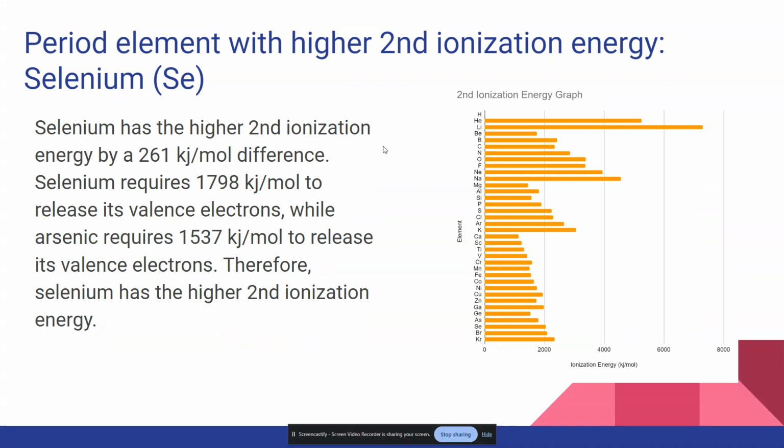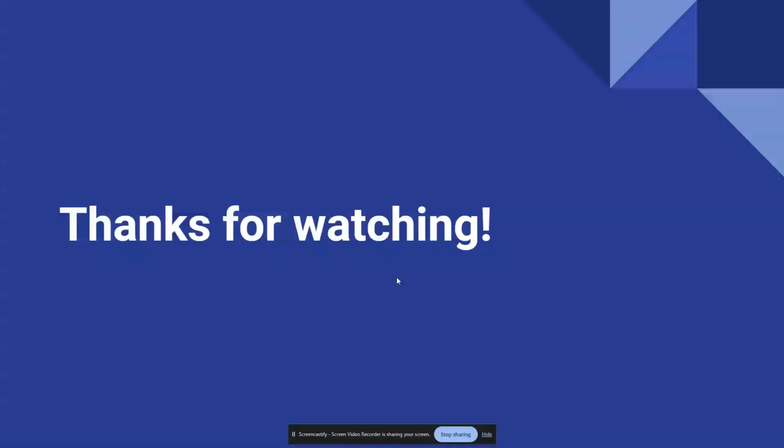I identified the period element with the highest second ionization energy to be selenium, Se. Selenium has the highest second ionization energy by a 261 kilojoule per mole difference. Selenium requires 1,798 kilojoules per mole to release its valence electrons, while arsenic requires 1,537 kilojoules per mole. Therefore, selenium has the higher second ionization energy, as provided here by the graph.